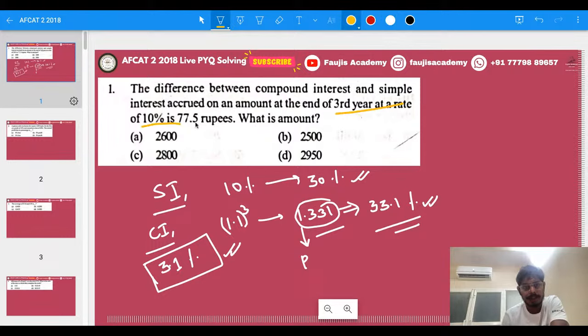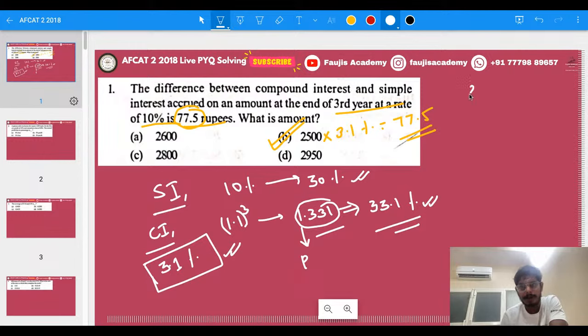And what they have given you in the question is that this difference of 3.1% is nothing but 77.5 rupees. Which value of 3.1% is 77.5? If you calculate this, you will realize the answer is 2500.